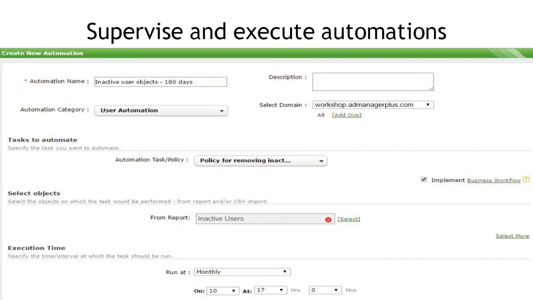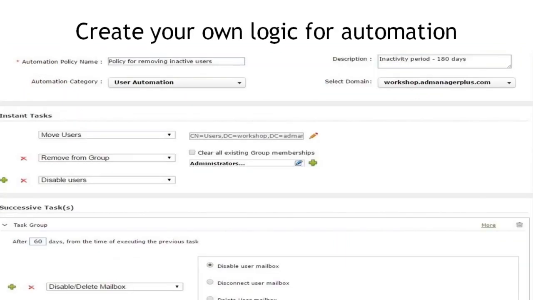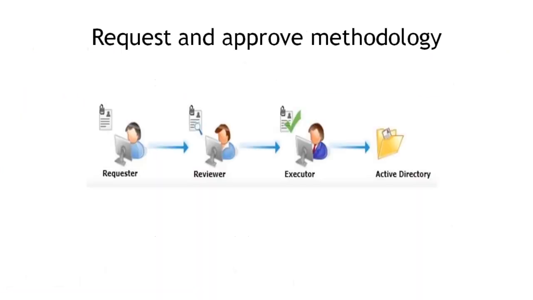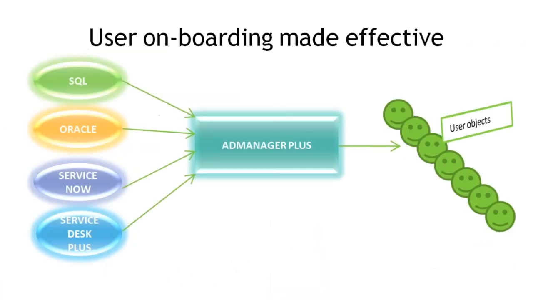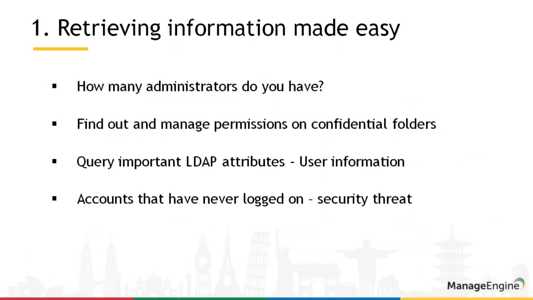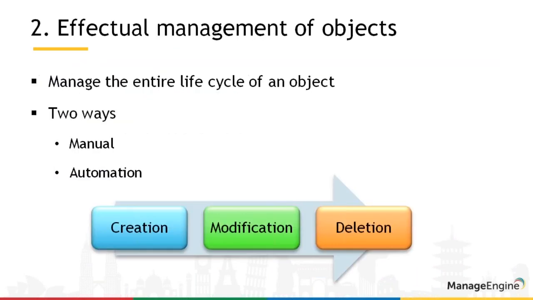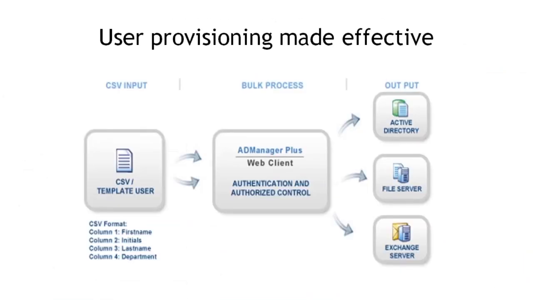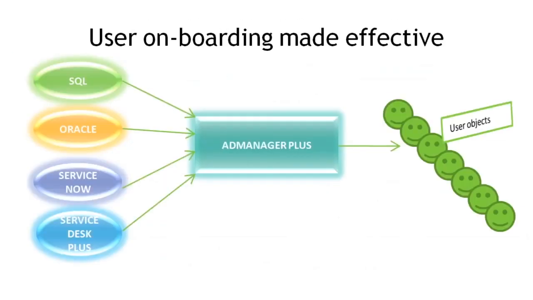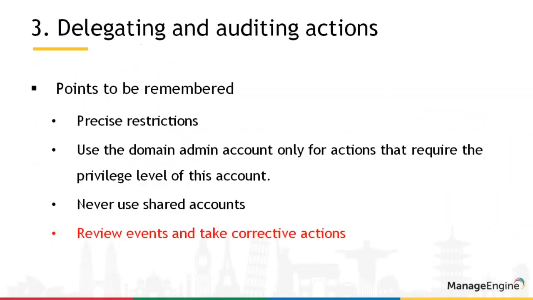A quick recap of the things that we saw. We just started off with retrieving information from Active Directory. That was the first aspect, and we saw some of the reports that could be useful for you. And then we saw how you can manage objects, and we just saw one example of creating user accounts in Active Directory and the ways by which you can provision them and the platforms to which you can integrate AD Manager Plus with, and then create or make the onboarding process a lot more effective.